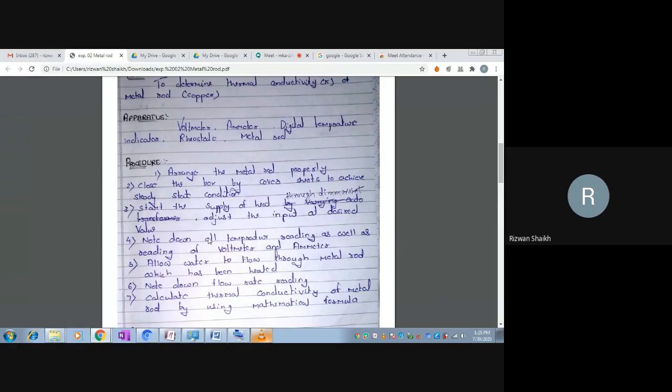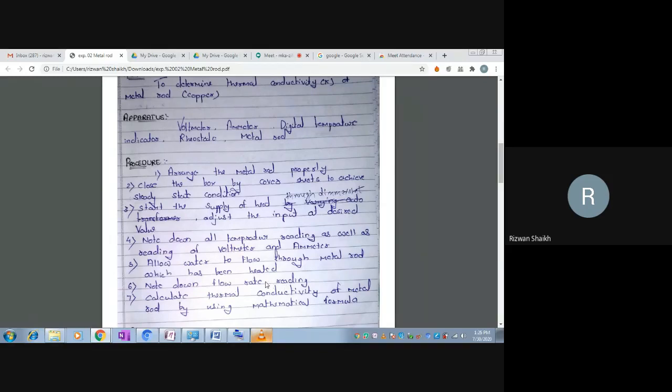Now, once the steady state condition is reached, note down all temperature readings as well as readings of the voltmeter and ammeter. Though in our calculation we will not consider the voltmeter and ammeter, still we are noting them. Then, once T1 to T9 have been noted, allow water to flow through the metal rod which has been heated. Now when the water flows, we can note down the inlet temperature of water and outlet temperature of water. So note down the flow rate reading.